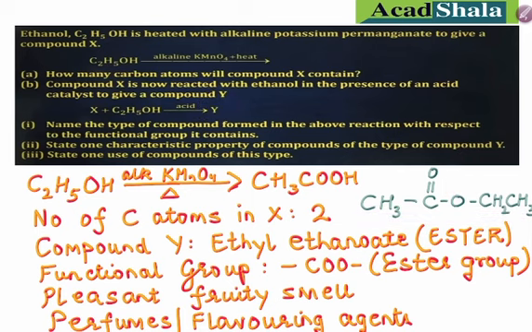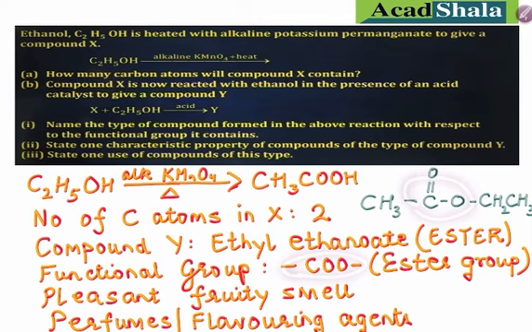Now the next question says name the type of compound formed in the above reaction with respect to the functional group it contains. Okay, the functional group will be COO, which is known as the ester group. We have done it already over here. And it is known as ethyl ethanoate, which has the functional group COO.